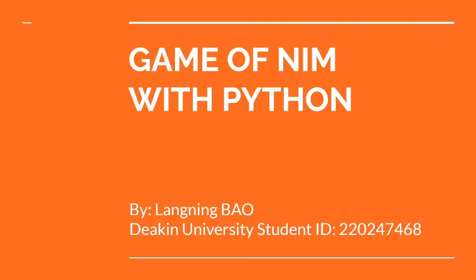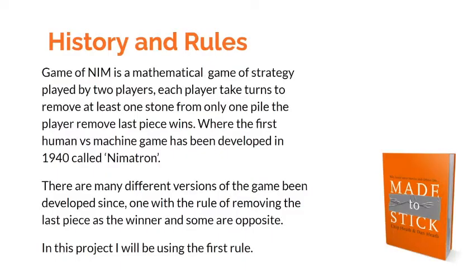Introducing the game of Nim, written with Python. First, the rules of the game. The game of Nim is played by two players, where each player takes turns to remove at least one stone from one pile only, and the number of piles and number of stones are mostly random. The winner of the game is the one who removes the last piece on the board.